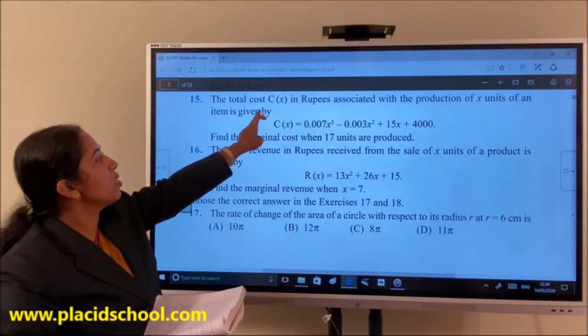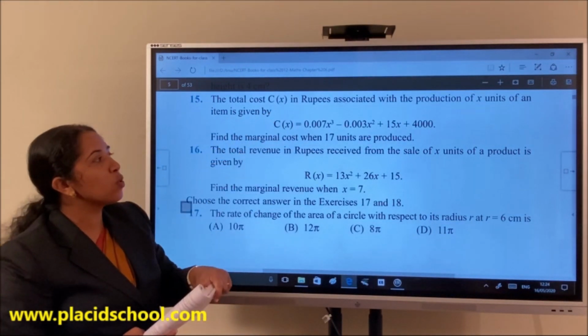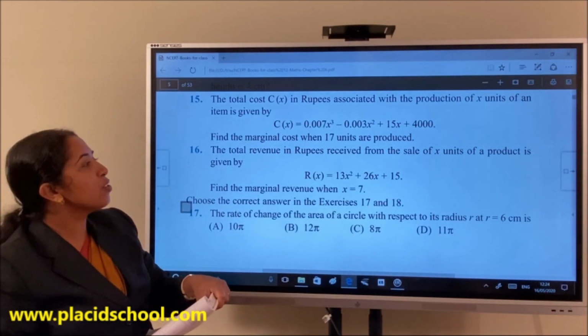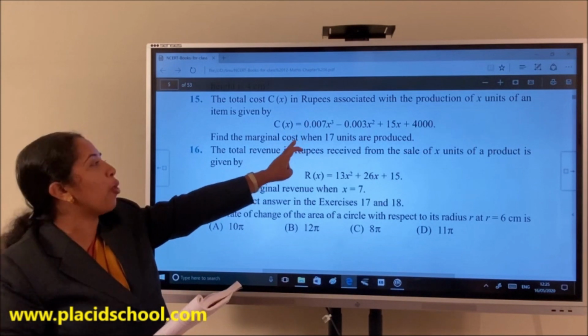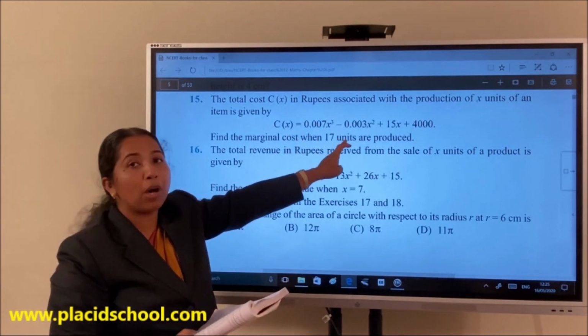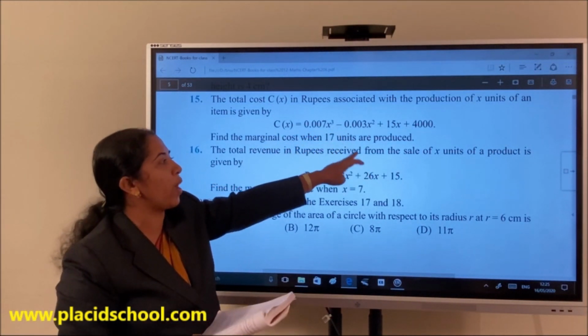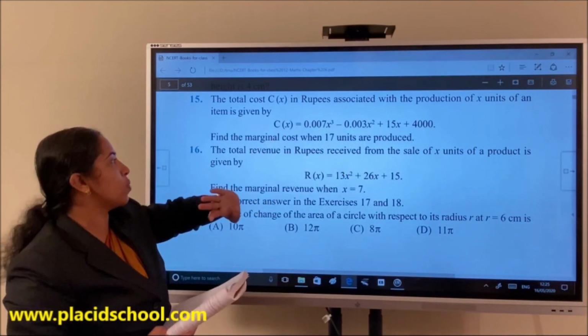The total cost C(x) in rupees associated with the production of x units of an item is given by C(x) = 0.007x³ − 0.003x² + 15x + 4000.